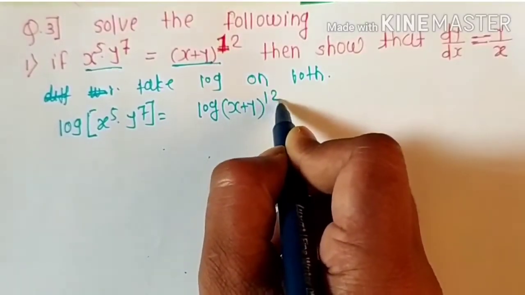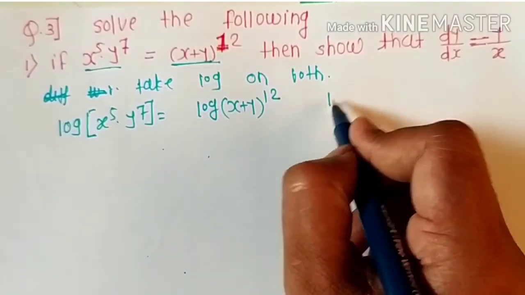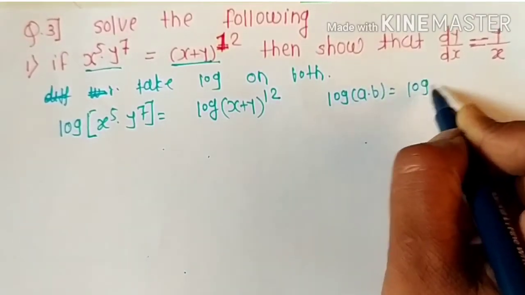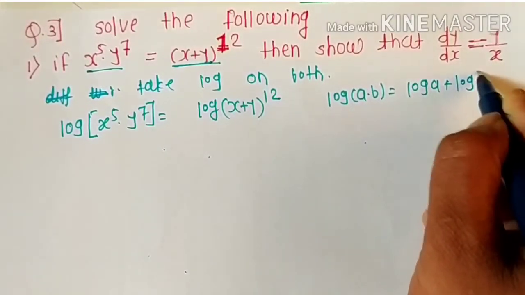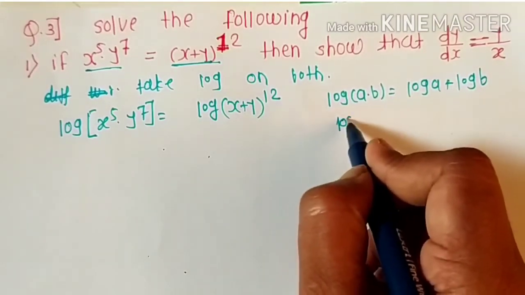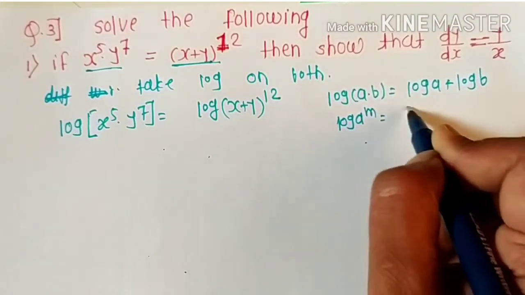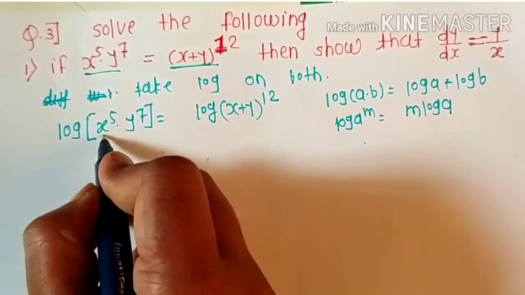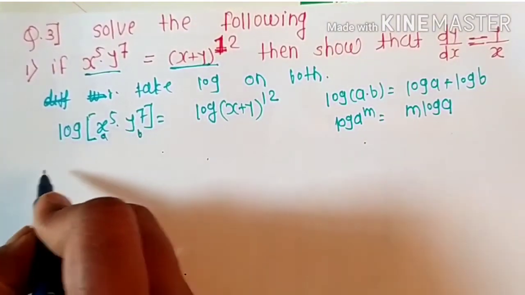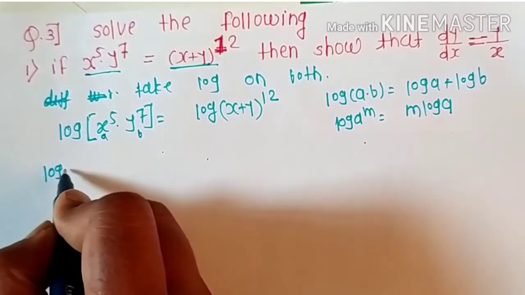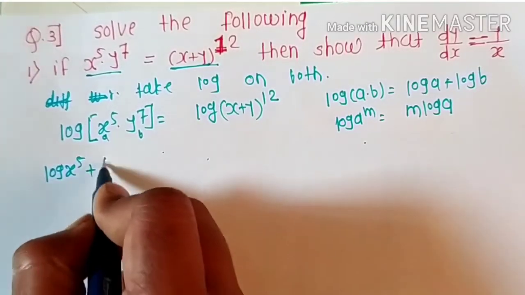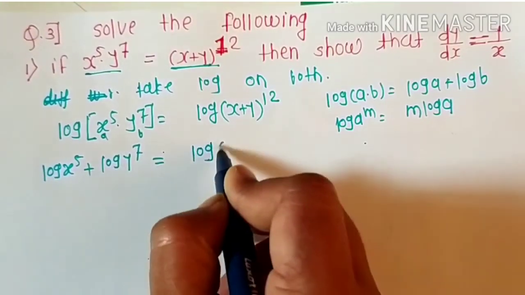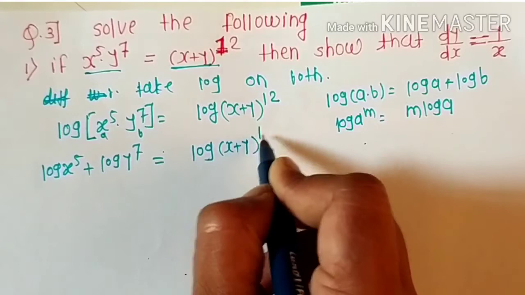Then we know the properties of logarithm, that is log of a into b is log a plus log b. The second property we have to use here is log a raised to m is m into log a. We apply this property. Then what we get here: this has an a term, this has a b term, a into b becomes log a plus log b, that is log x raised to 5 plus log y raised to 7 is equal to log of x plus y raised to power 12.